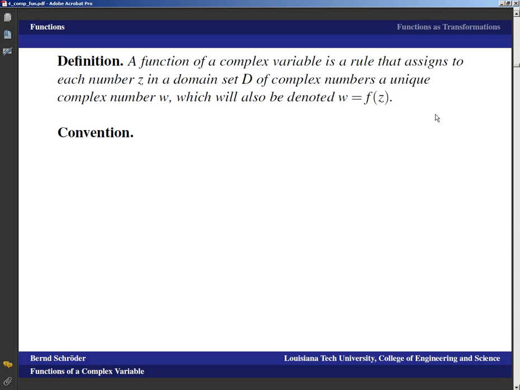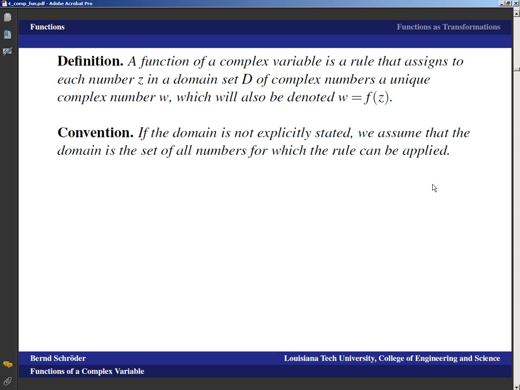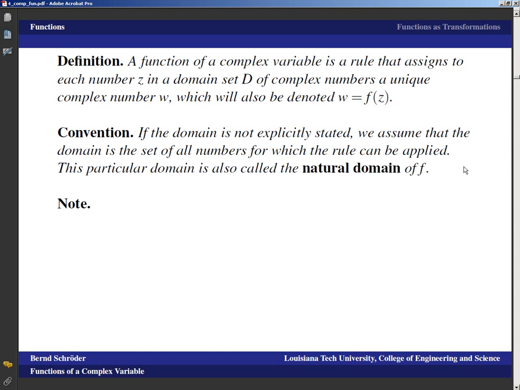But now we've got a couple of conventions. If the domain is not explicitly stated, we assume that the domain is the set of all numbers for which the rule can be applied. That's basically also a calculus convention, but now notice that because we've got the complex numbers available, the domain is potentially larger than just a subset of the real line. The particular domain, then, just as in calculus, is called the natural domain of the function.